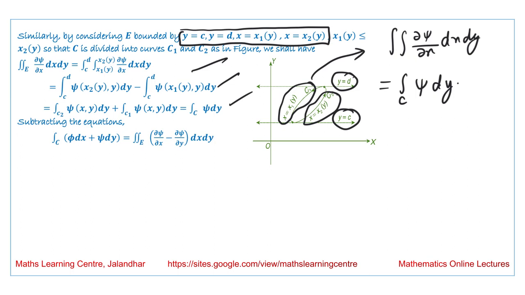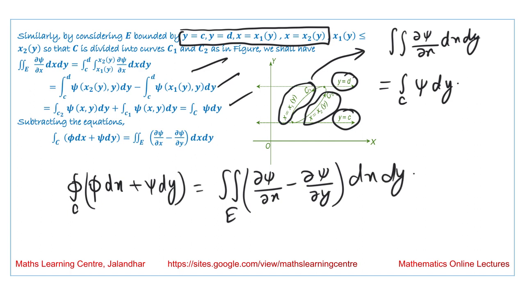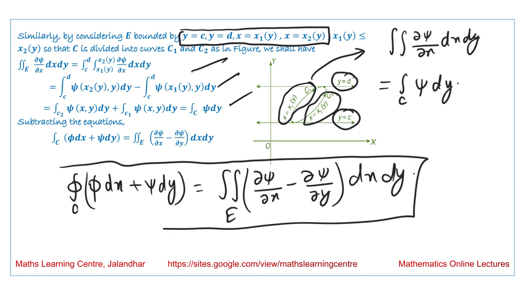So if we add both these equations, we obtain the integral over C of phi dx plus psi dy, which is equal to the double integral over E of (∂psi/∂x minus ∂phi/∂y) dx dy, and this is what Green's theorem states.